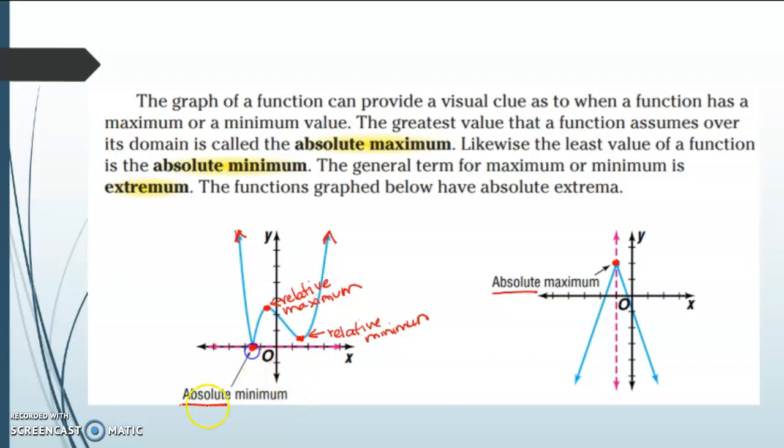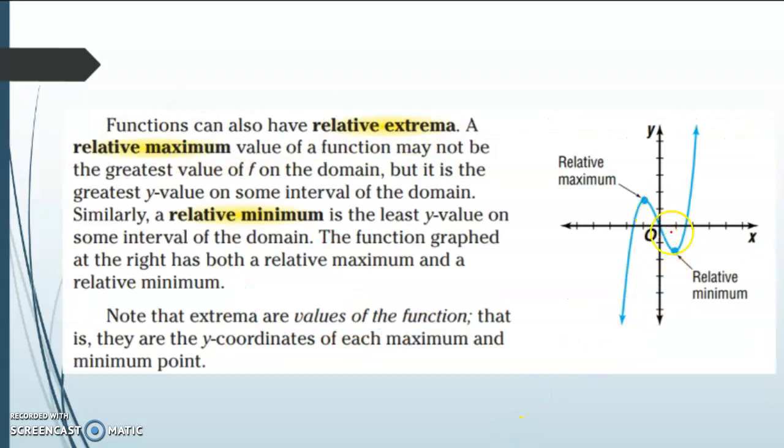This is as low as it goes, so that's absolute. And that's just what this is stressing right here. If you've got a high point for everything that's around this, that would be a relative maximum. A low point for everything that's around it would be a relative minimum.